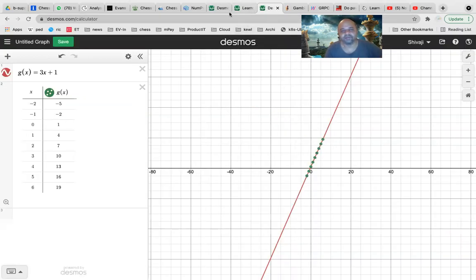I will send you the link, but you do that as homework. So far, you got this idea of what is f of x, what is the graph, and how we can change it, how we can get a table. You got it?